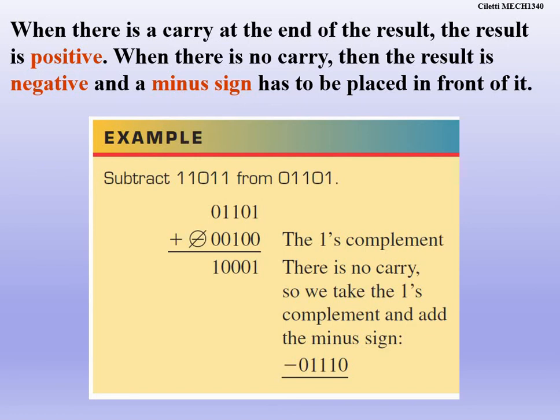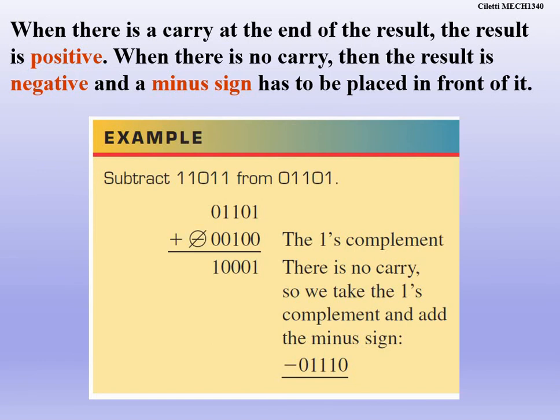So 1 plus 0 is 1, 0 plus 0 is 0. 1 plus 1 is 0 with a carry. Then we have 1 plus 1 plus 0 is 0 with a carry. And then we have 1 plus 0 plus 0 is 1. Notice there's no carry at the end that carries over. Since there's no carry for this number, what we're going to do is take the ones complement and put a minus sign in front.